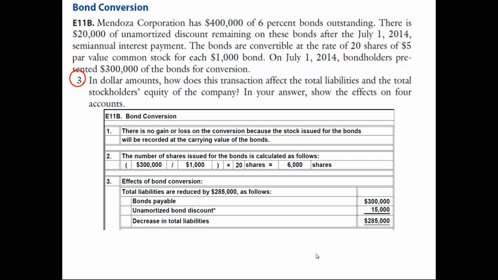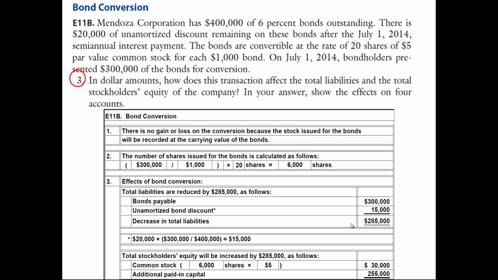Our bonds payable are no longer going to exist, so that's $300,000 that would be reduced, but then the unamortized bond discount has to be taken into account. So we have $15,000 that's going to come out of our unamortized bond discount. So the total amount of liabilities will decrease by $285,000, which is the carrying value of the bonds.